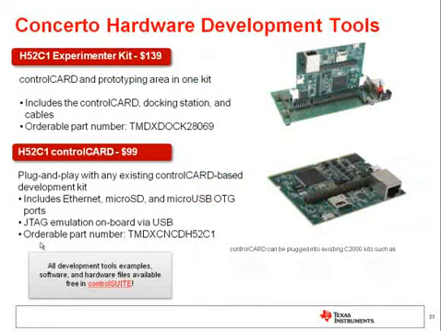Concerto builds upon this, and we have the Concerto H52C1 experimenter kit here. It's got a control card and a baseboard that brings out all of the pins along with the prototyping area. We also offer the control card by itself to those of you who already have a baseboard you want to use. And this control card has a ton of features on it. The USB JTAG emulation is on there. There's an Ethernet port, micro SD slot, and a micro USB port as well.